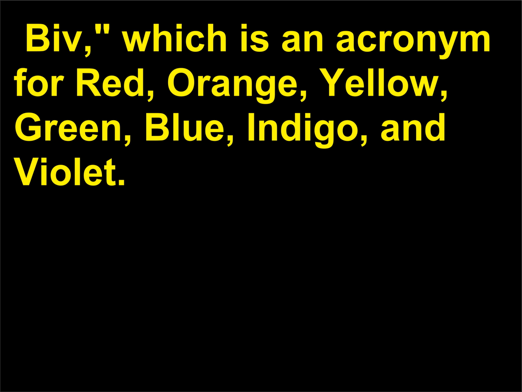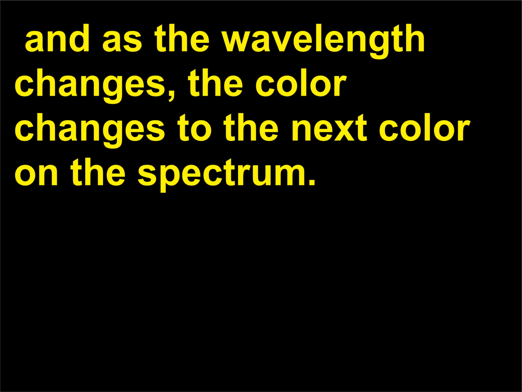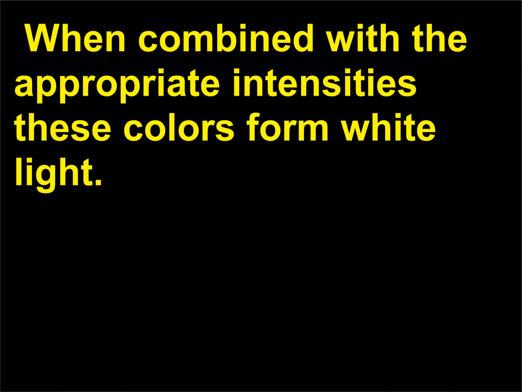Each individual color has a particular wavelength. And as the wavelength changes, the color changes to the next color on the spectrum. When combined with the appropriate intensities, these colors form white light.